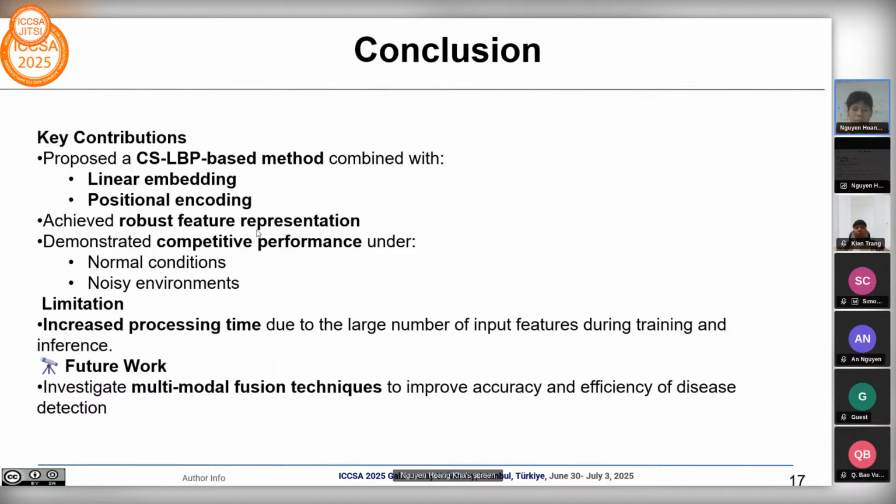We have a limitation in processing time because we use a large number of input features during training and inference. So in future work, we will use a multimodal fusion technique to improve the accuracy and efficiency of disease detection.